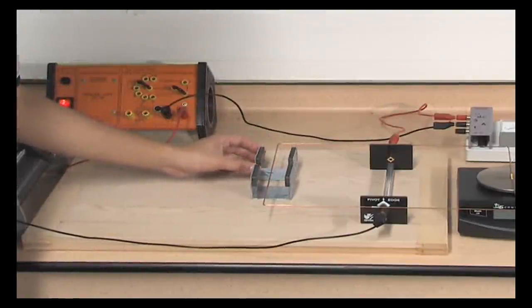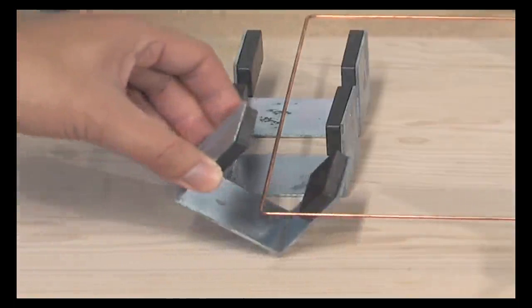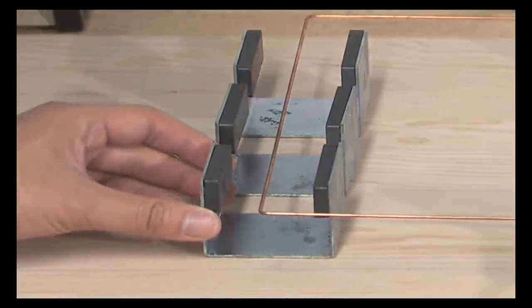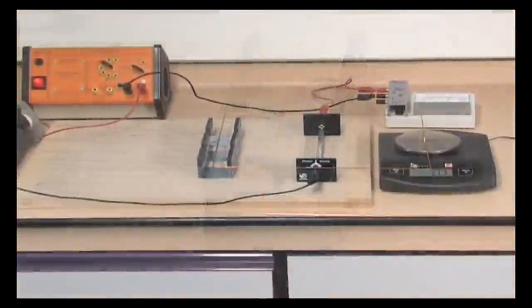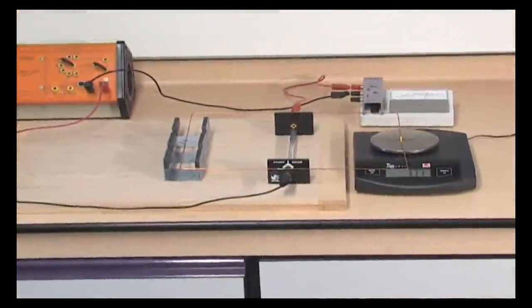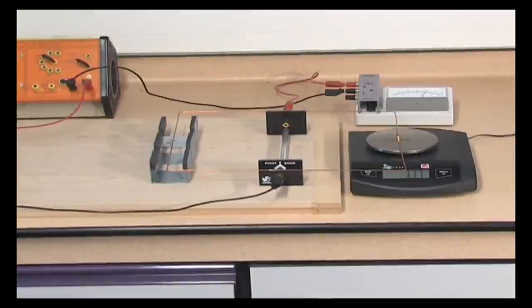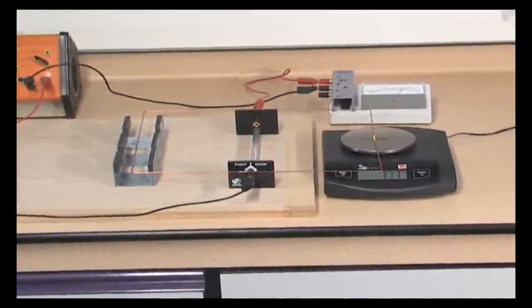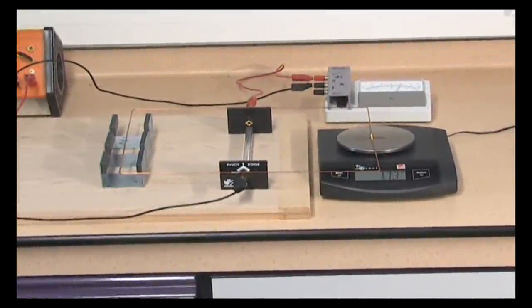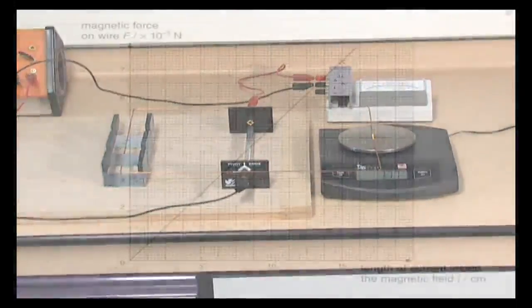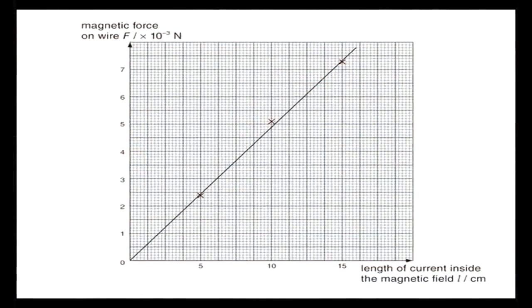Add 1 and 2 pairs of slab-shaped magnets round the current-carrying arm in turn to double and triple the length of the current inside the magnetic field. Record the reading of the electronic balance in each case. Plot a graph of the magnetic force F on wire against the length L of the current inside the magnetic field. How is F related to L?